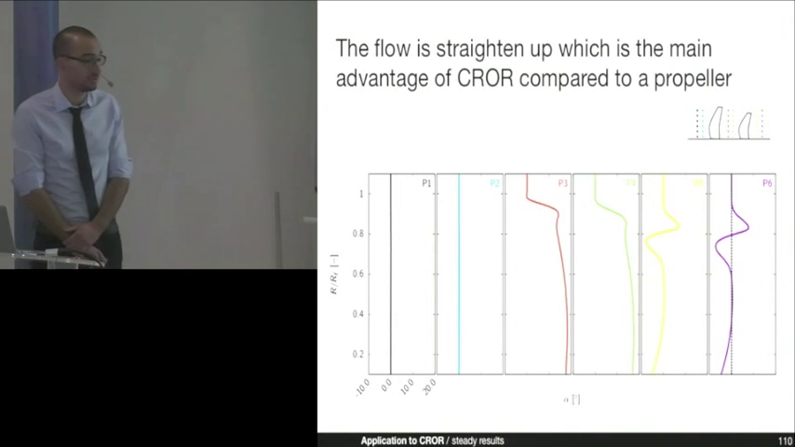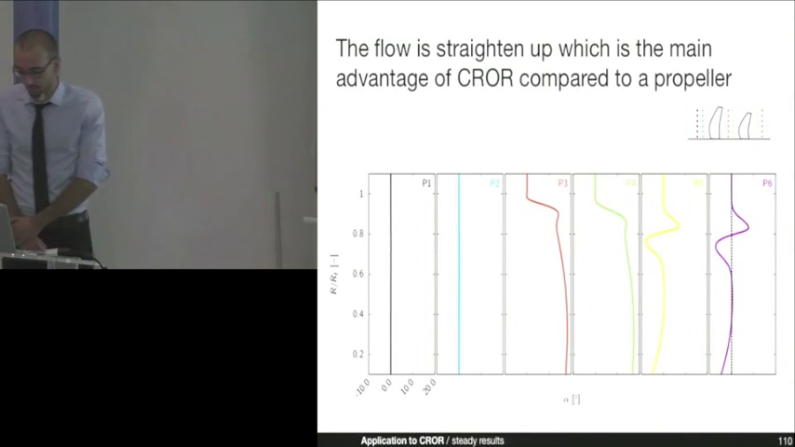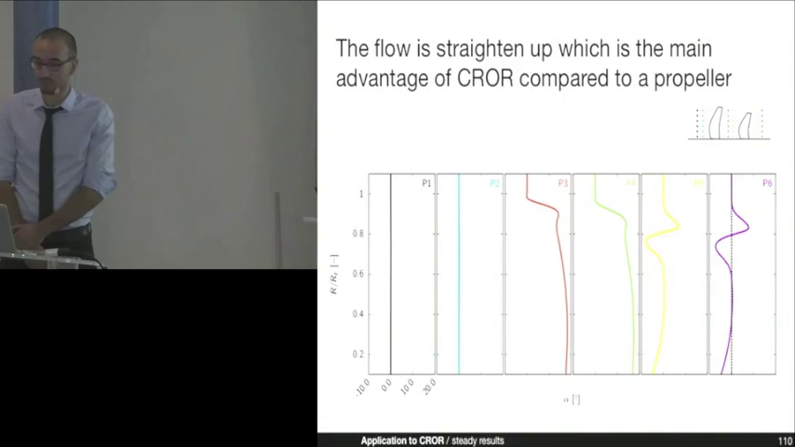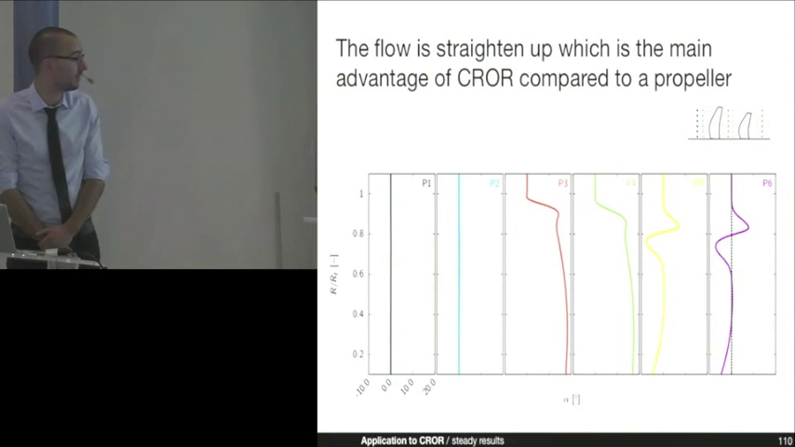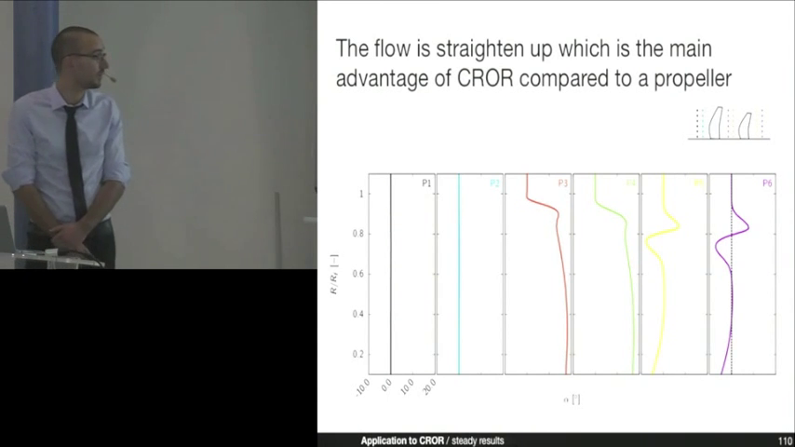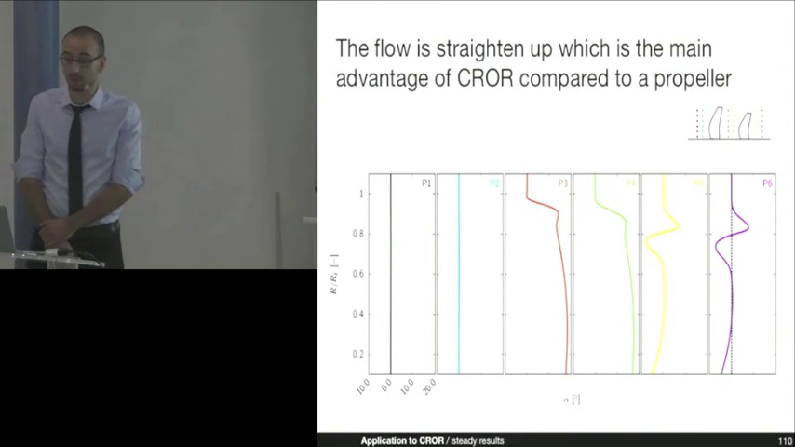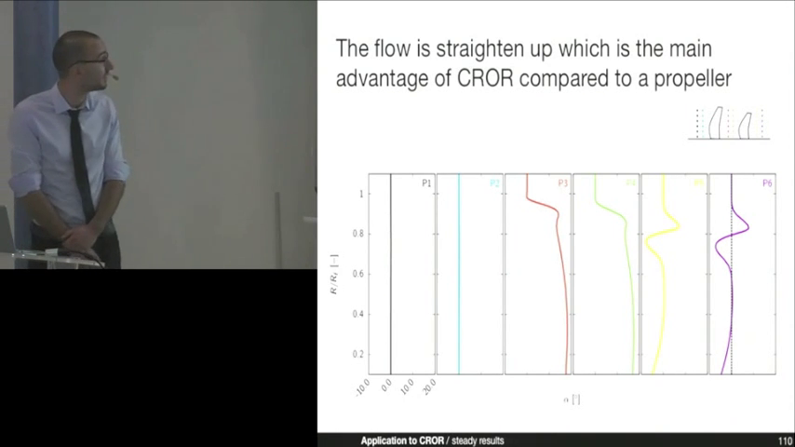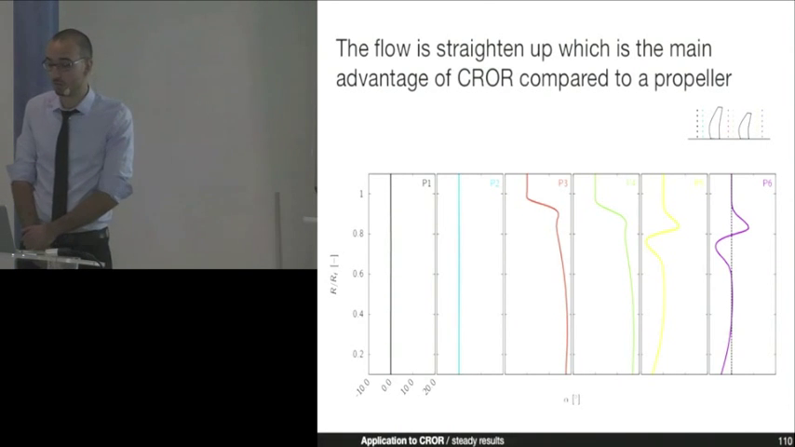Now, looking at the angle of the velocity, we can see that just between the 2 rotors, the first rotor has deviated the fluid by about 20 degrees. And the main contribution of the rear rotor is actually to straighten up the flow, as seen here, because at the P6 plane, you can see that the angle of the flow is almost null.